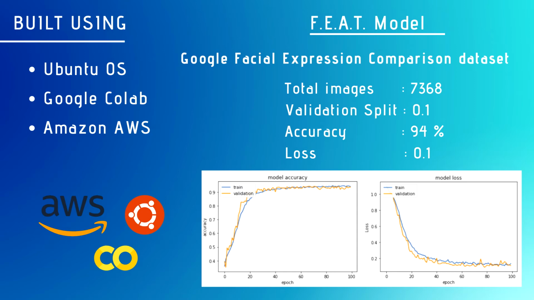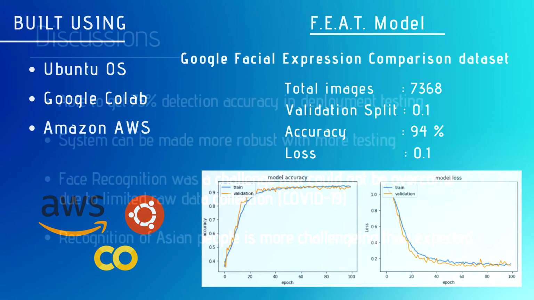custom CNN model. I built this using the Google Facial Expression Comparison dataset, and I've taken about 7,368 images as a training set. So we have a validation split of 0.1, and overall we have been able to get an accuracy of 94% with a loss of 0.1.